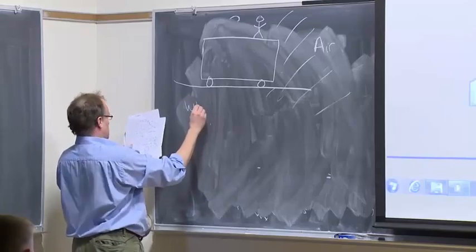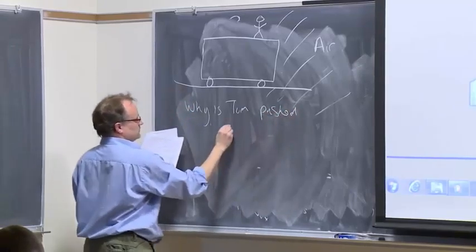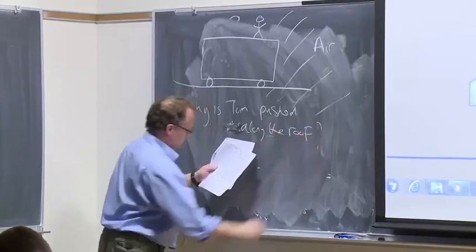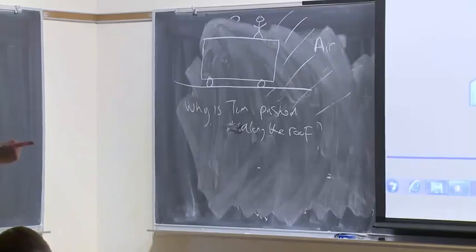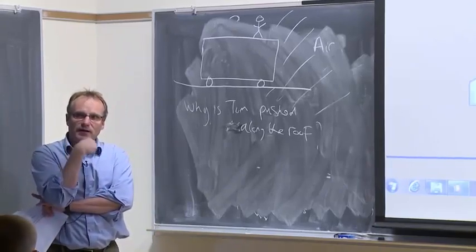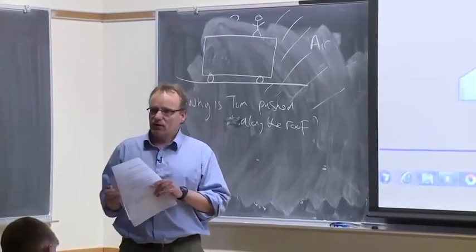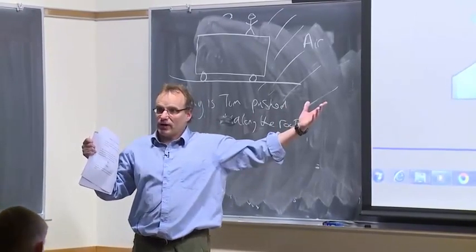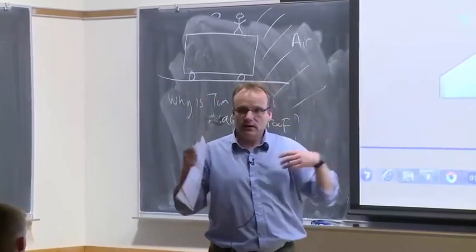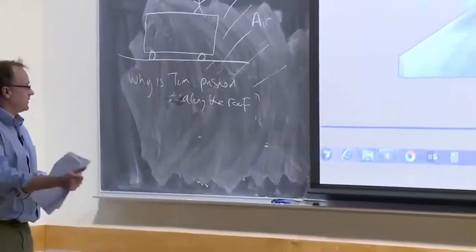So why is Tom pushed along the roof? Well, basically, as you said, because the train's moving. So the argument is Tom is on the train, so he's moving with the train. So when he pushes on the stationary air, he makes that air go from a speed of zero to the speed of the train. Right? That's kind of the key argument. So the air's basically here. He moves and he causes the air to increase its speed to the speed of the train. Okay?